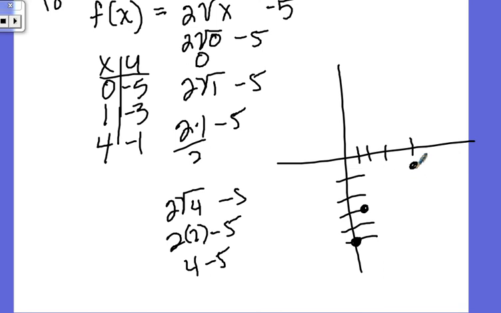So that goes there. Just basically remember that radical equations always have this kind of curved look to them, and they just abruptly start and then they go off into the positive direction.